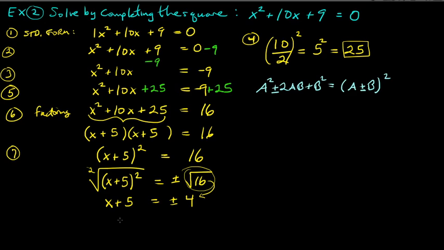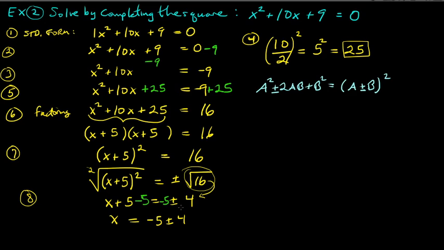And then step 8, just take away the 5 from both sides, subtract 5 from the left, and subtract 5 on the right. I'm going to squeeze that in here. And 5 minus 5 is 0, so x equals negative 5 plus or minus 4.